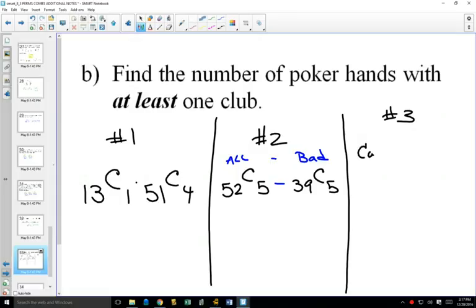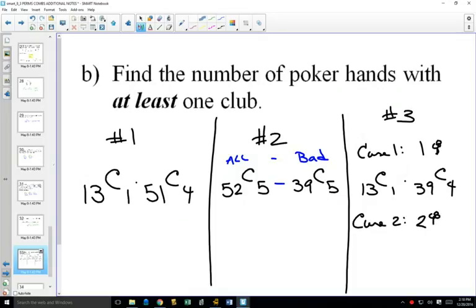Case 1, how many have 1 club? Well, I have my 13 clubs separated there. If I choose 1 club, and from the other 39 cards, choose 4 others, that will be exactly 1 club in that. In case 2, I'm going to choose 2 clubs. Of my 13 cards, I choose 2 clubs, and from my other 39, I choose 3 other cards.